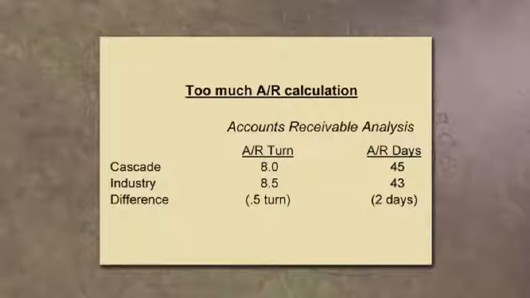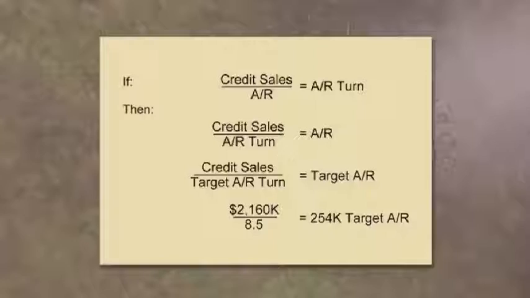Well, gosh, what can 2 days mean? Well, now we have the ability to calculate it, don't we? So I've put up our information here. Cascade 8, Industry 8.5, half a turn. 2 days, all right? So let's do the same kind of calculation. And I've inserted one word that's slightly different that I want to be clear on, just because not everybody makes all their sales on credit. There's a lot of businesses that have some cash sales and some credit sales. So the formula in ratio number 11, check it out, third column.